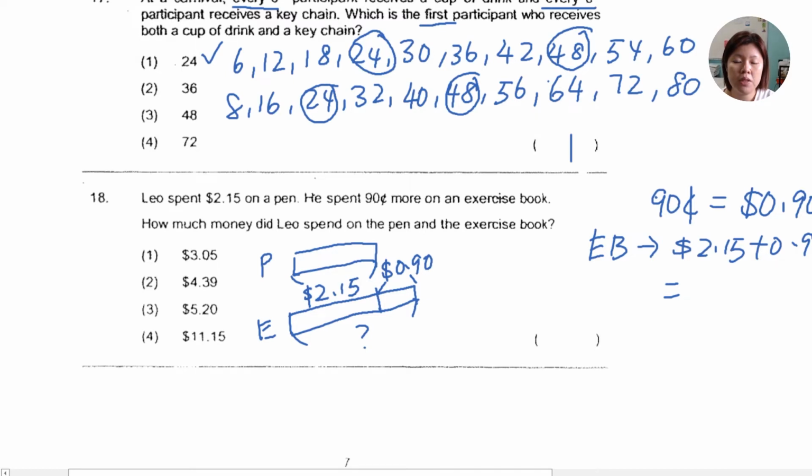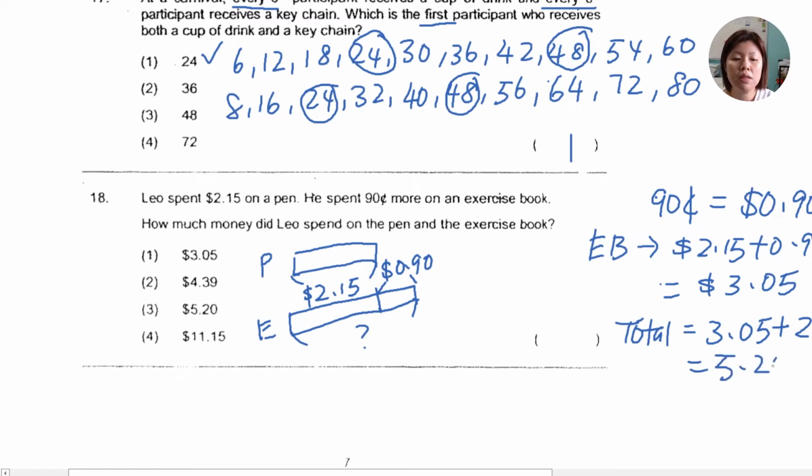Carry up, but the decimal is $3.05. But this is only for the exercise book. They want total. So total will be $3.05 plus my pen is $2.15. Let's do the working. $5.20, which is option 3. Okay, let's move on to the next question.